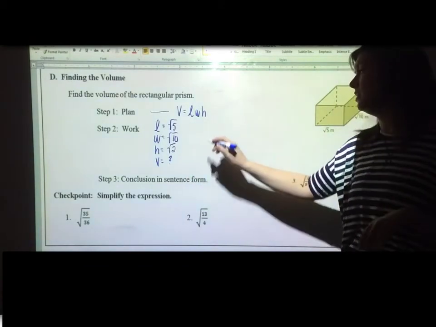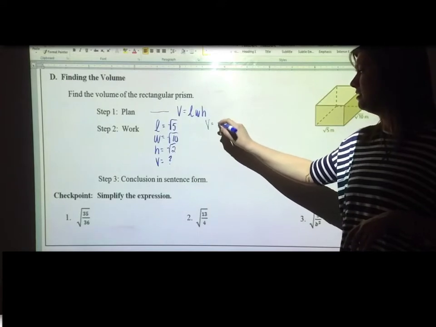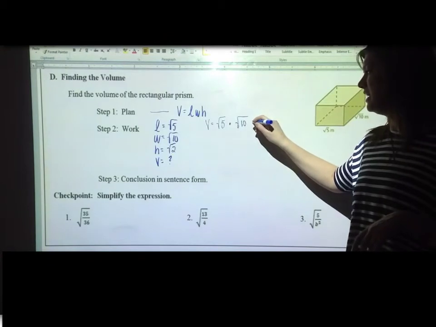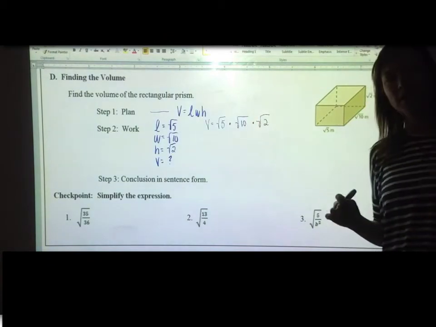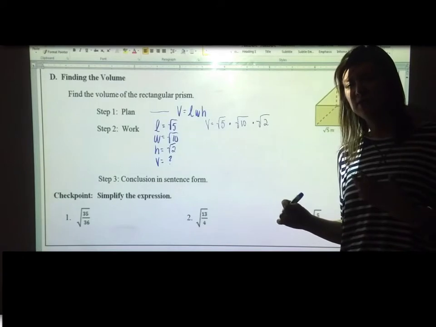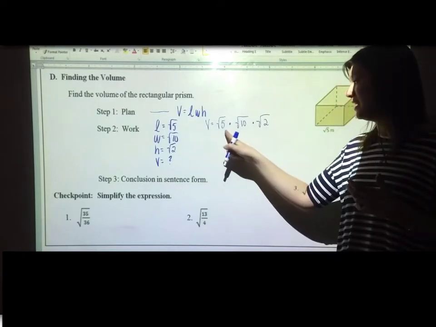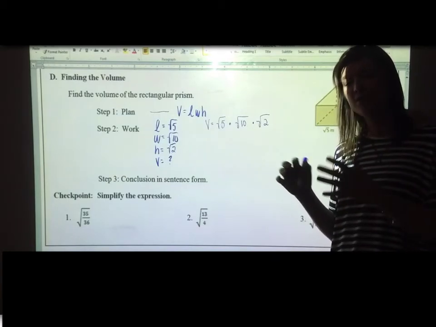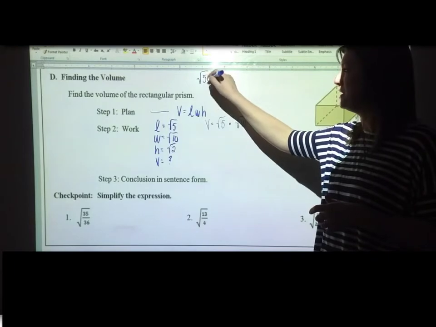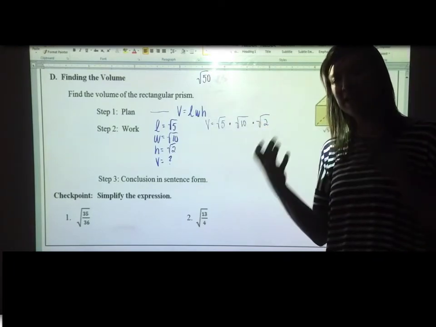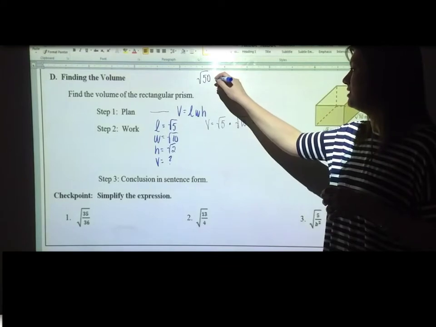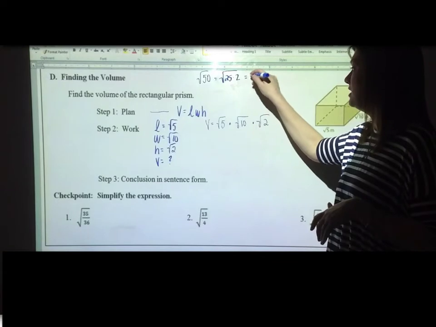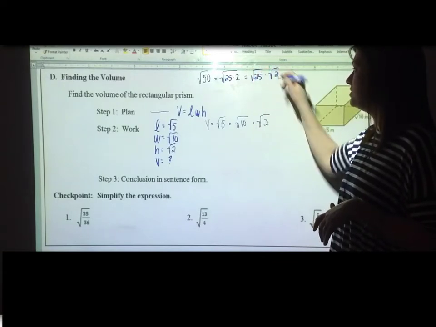So now I'm just going to substitute in. So volume is equal to my length, which is the radical of 5, times width, which is the radical of 10, times height, which is the radical of 2. So I have this radical multiplication, but I think it looks like the product property backwards. Remember in the product property we had a single number? I believe the video was based on the radical of 50. We broke that into its factors. And we said the radical of 50 was the radical of 25 times 2. And then we broke that up into the radical of 25 times the radical of 2.